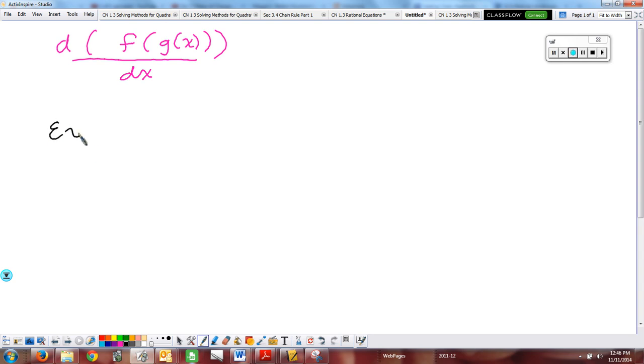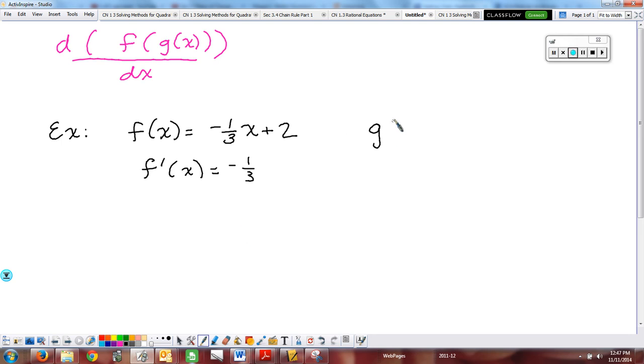So first we're going to take a look at a simple example. We're going to define our function f of x as just a nice linear function, negative 1/3 x plus 2. And then clearly our derivative of that function is going to be negative 1/3, because I picked a linear function, which has a constant slope, which means its derivative, its rate of change, is going to be constant. Then we're going to take a look at g of x, and again I'm going to pick a fairly simple linear function. g of x equals 2x, and so g prime of x is of course going to be 2.